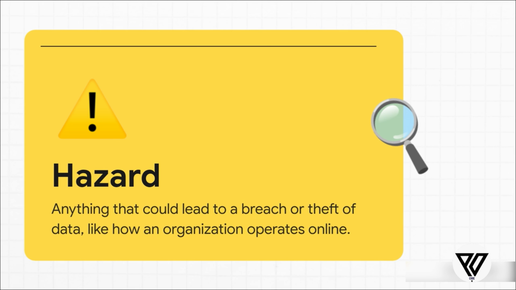But see, that unlocked window becomes so much more dangerous because of the hazard. A hazard is all about the surrounding context. It's like the fact that your house is located in a high-crime neighborhood. Now, the neighborhood itself isn't the burglar, right? But being there dramatically increases the chance that a burglar is going to come along and start checking your windows.